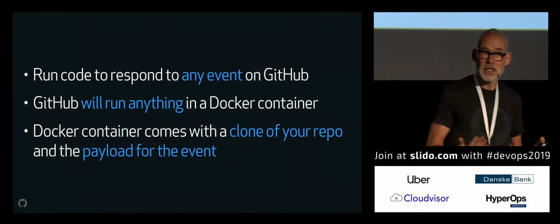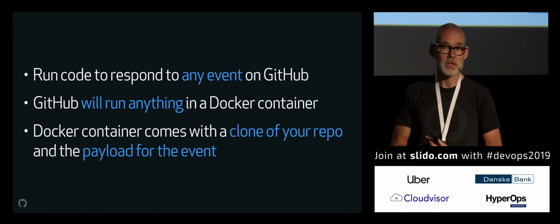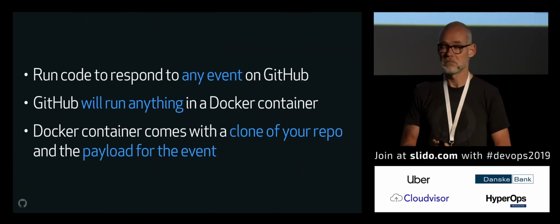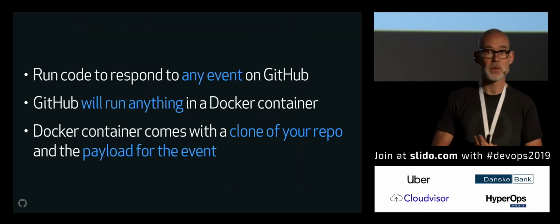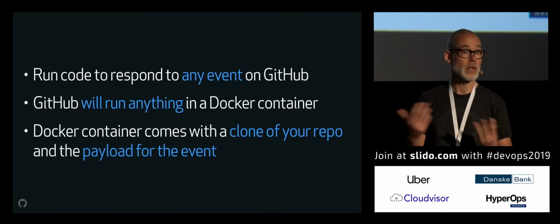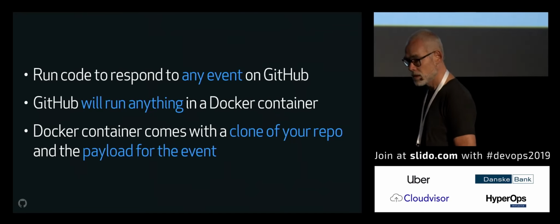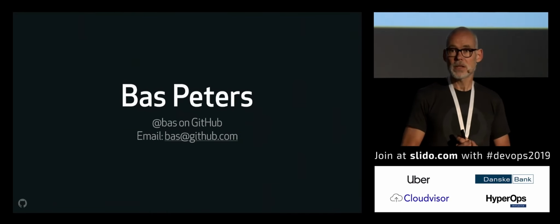Finally, GitHub Actions support secrets, so you can safely use tokens, for example, and every action comes with a GitHub token that has a limited scope to your repository that you can also use to run API calls, for example. So this is what I wanted to share with you about GitHub Actions.